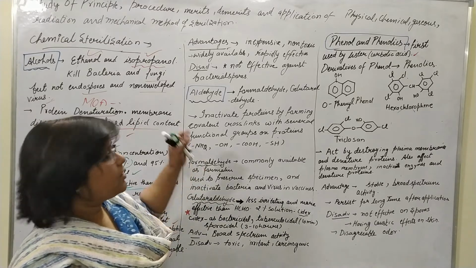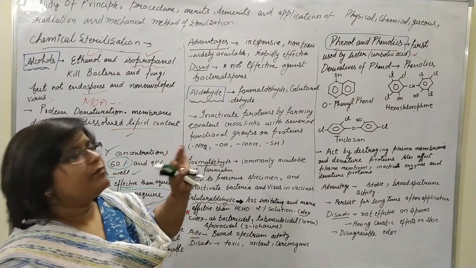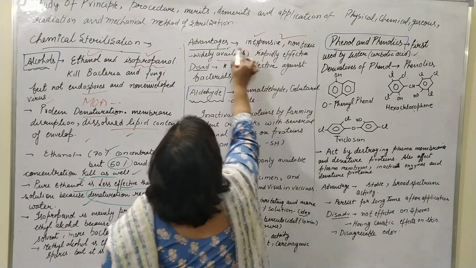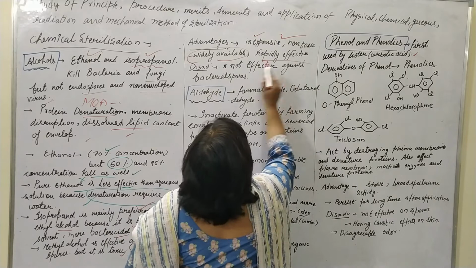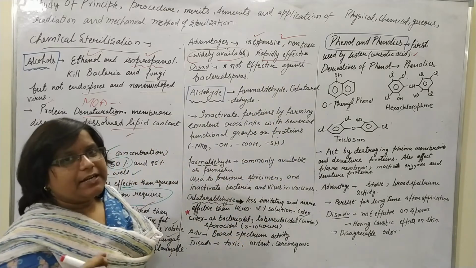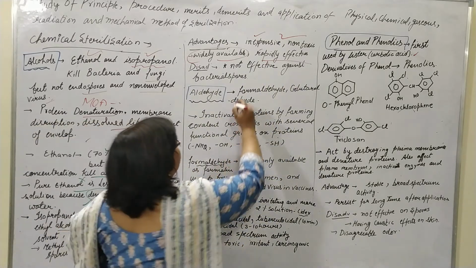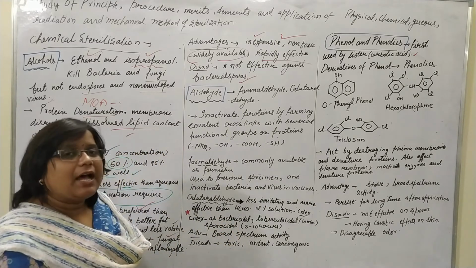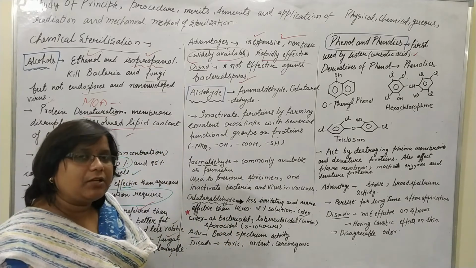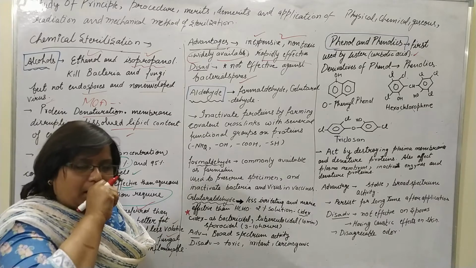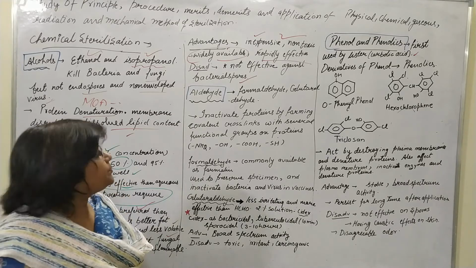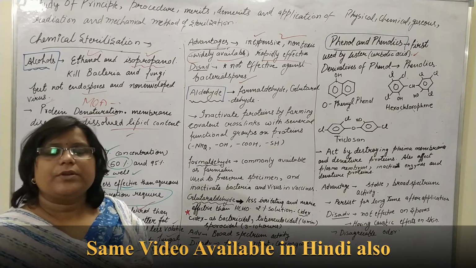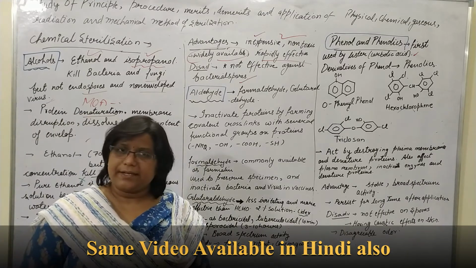The overall advantages of alcohol are that it is inexpensive, non-toxic, widely available, and rapidly effective. The main disadvantage is that it is not effective against bacterial spores, and in the case of methyl alcohol, or methanol, it is also toxic.